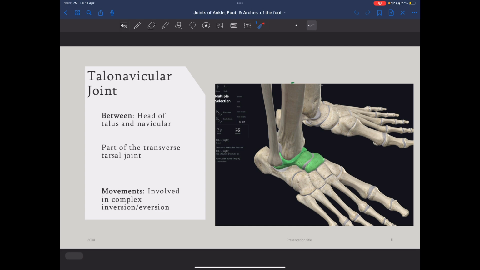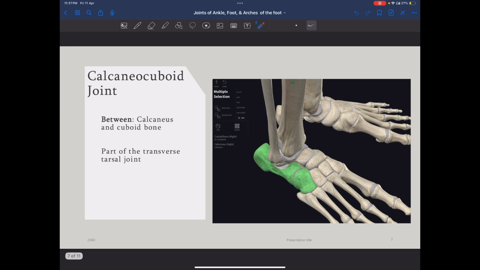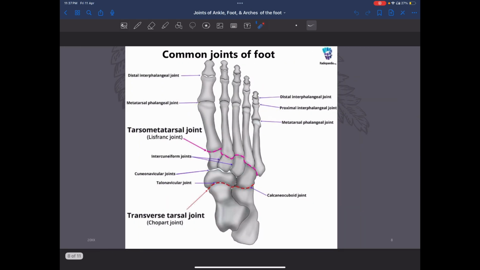Next is talonavicular joint, which is between the head of the talus and the navicular bone. So right here, and it's also part of the transverse tarsal joint, which I'm going to talk about later. And we have movements involved in complex inversion, eversion, and also dorsiflexion and plantar flexion. Last is calcaneocuboidal joint, which is between the calcaneus and the cuboid bone, and it's also part of the transverse tarsal joint.